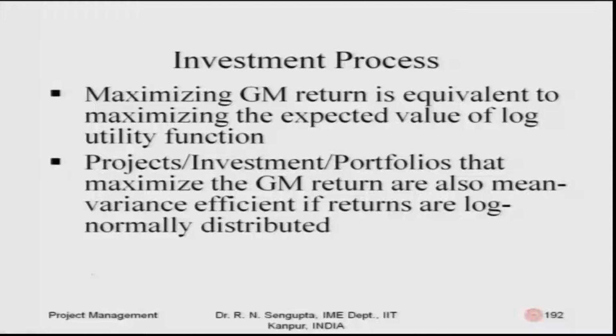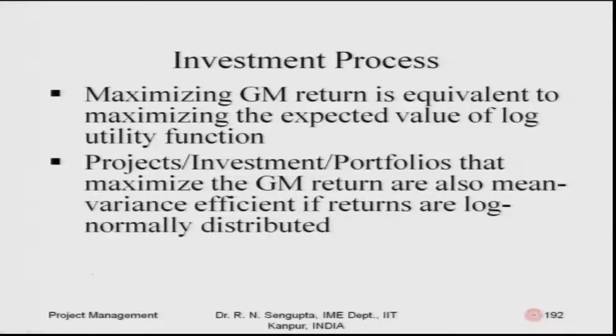I will just mention a few important points without going into the theory, just for the interest of the people who are taking this course. Maximizing geometric return is equivalent to maximizing the expected value of log utility function. So, for mean variance, the quadratic utility function makes sense, while for geometric return, the log utility function makes sense. That means, one to one correspondence is there between these two concepts separately.